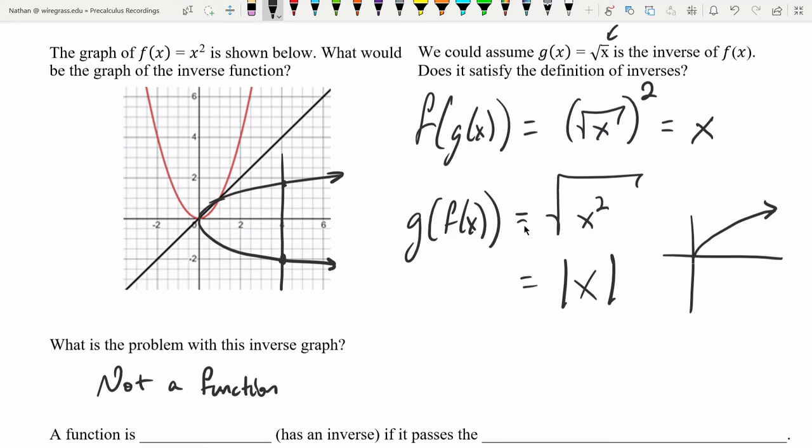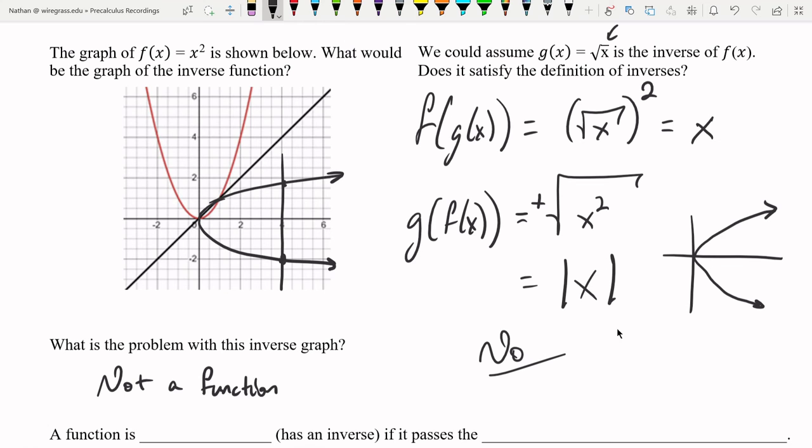And that's the reason why, whenever you solve equations that have a square in them and you want to take a square root, you have to add a plus or minus in front of it. That minus is what gives you this bottom portion of the line. If you don't have that, then you take this whole square root, and you'll end up with the absolute value of x. And this does not satisfy the definition of inverses. So no, it does not satisfy the definition of inverse.